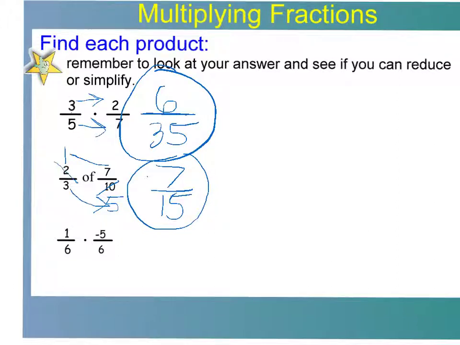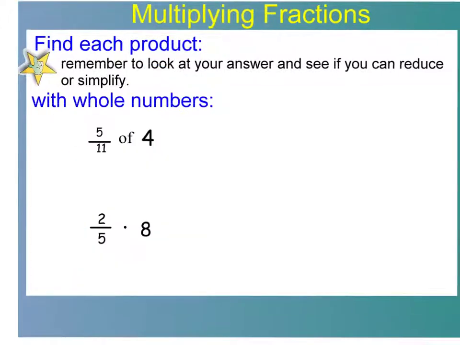Last one on this page, a 1 and 6 don't reduce, and 6 and 5 don't reduce. So what I'm going to do is multiply straight across. So 1 multiplied to -5 is -5. 6 multiplied to 6 is 36, and I cannot reduce that. I'm done.